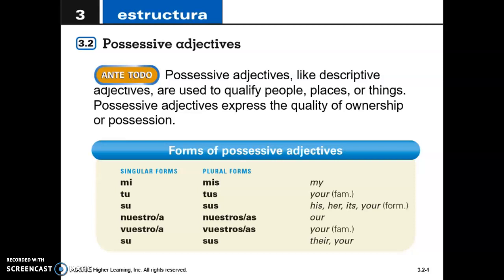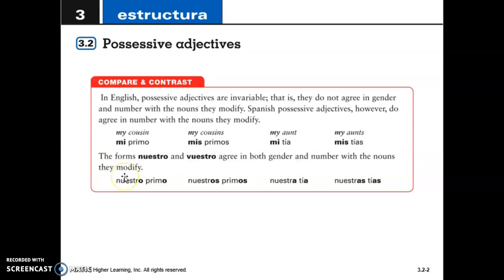Okay, so here we have an example of how to use the different forms of the possessive adjectives. So we're going to say mi primo, my cousin, mis primos, my cousins, okay? Singular, plural. Mi tía, mis tías. Nuestro primo, our cousin, nuestros primos. Nuestra tía, nuestras tías. And as you can see, the possessive adjective has to match what comes next.